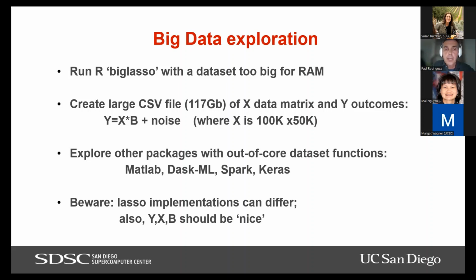So I created a CSV file that represented the data matrix and some outcomes. I just produced it with random data. My X matrix here was 100,000 rows by 50,000 columns. I'm going to explore how R does it, MATLAB, Dask, Spark and Keras.